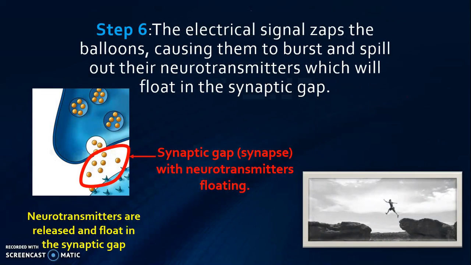Step 6. The electrical signal zaps the balloons, or vesicles, causing them to burst and spill out their neurotransmitters, which will float in the synaptic gap. Here you can see the synaptic gap, or synapse, with neurotransmitters floating. The neurotransmitters are released and float within that gap. If you imagine a person jumping from one rock over a gap to another rock, that is essentially what these neurotransmitters are doing.